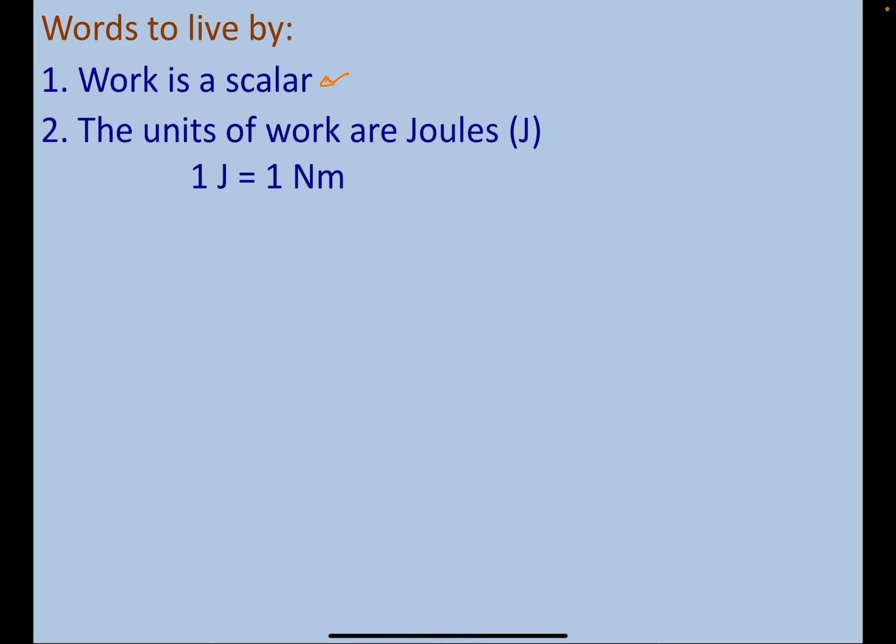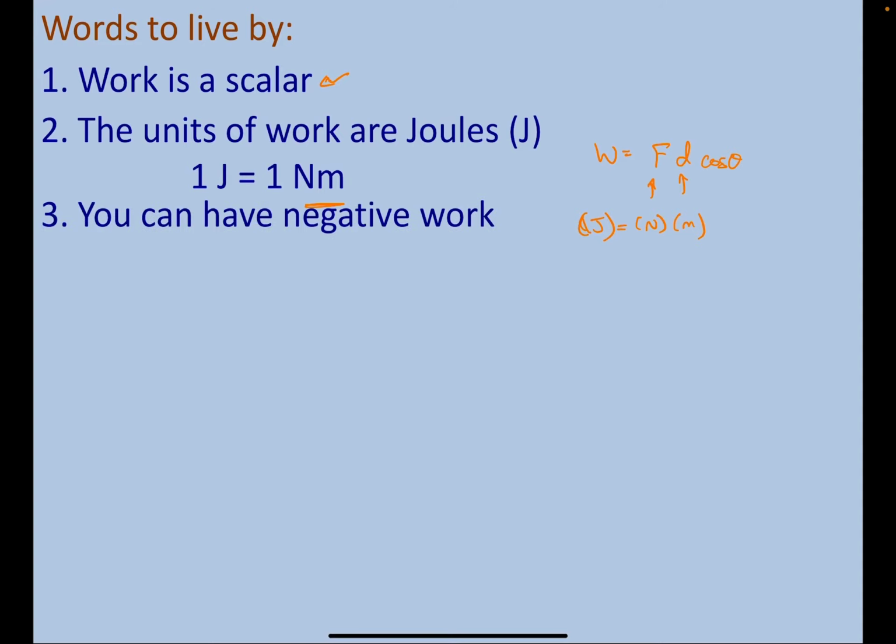The units of work, if you think of that equation, FD cos theta, the force here is measured in newtons. The displacement here is measured in meters. Okay, so there's our newton meters. And then work gives us an answer in joules. Okay, so 1 joule is 1 newton meter. You can have negative work. We talked about that if you're removing energy from whatever you're doing the work on.